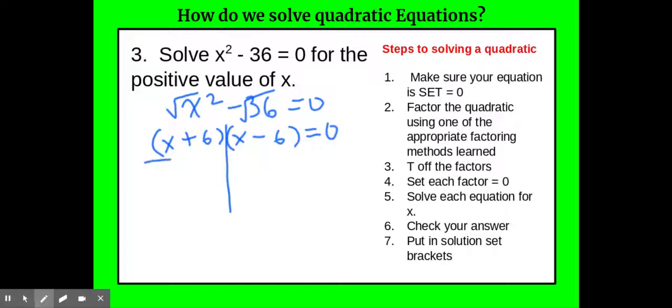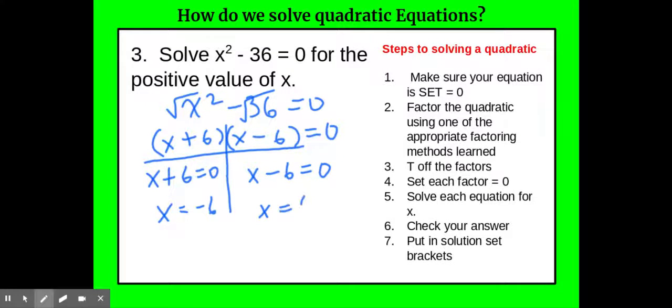Now it's the solving part where you tee off your factors. Set each of these factors equal to 0, and then solve each of these equations. Now most of you can do this in your head. If you want, you could just go straight to x equals negative 6 and x equals positive 6. You don't have to actually solve the one-step equation if you don't want to.